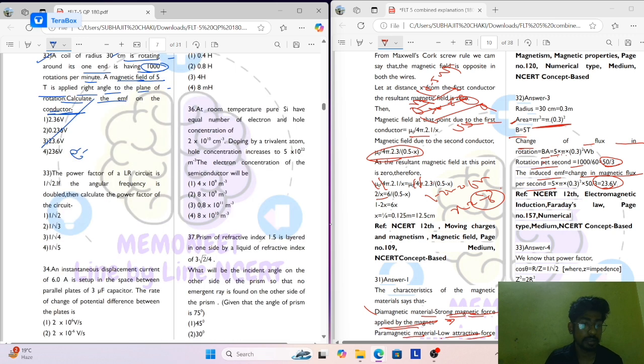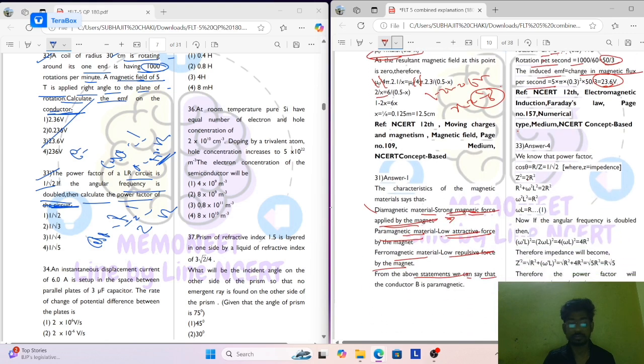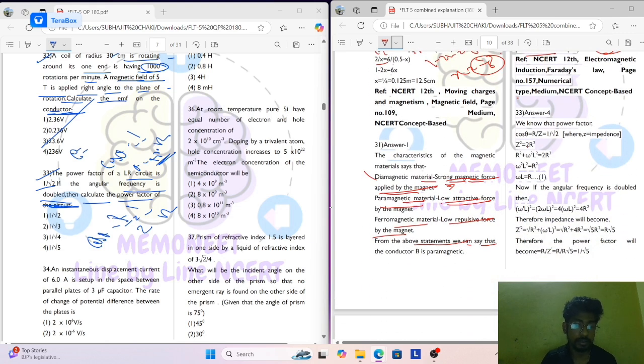The power factor of the LR circuit is this, cos theta equals 1 by root 2. That means theta will be equal to 45 degrees. The angular frequency is doubled, then calculate the power factor. Cos theta formula is, cos theta is equal to R by Z from the impedance triangle, 1 by root 2. And from this you can calculate that Z equals root 2 R, therefore Z square equals 2R square.